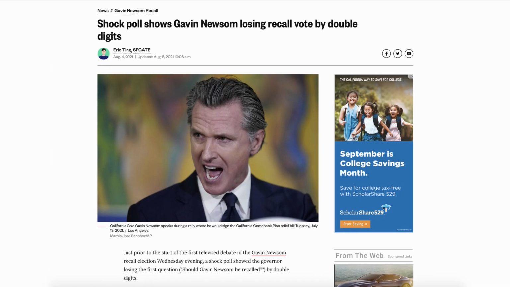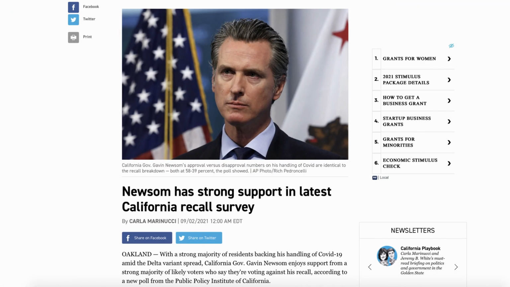Here we're seeing some recent polling that shows where the trend line is. What I'm referencing right now is 538.com, which does an aggregation of where all the polls stand, because there have been polls all over the map. Some have shown Gavin Newsom losing by double digits, others have shown him winning by double digits.